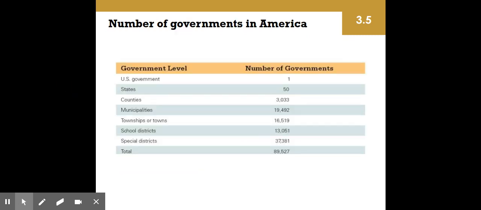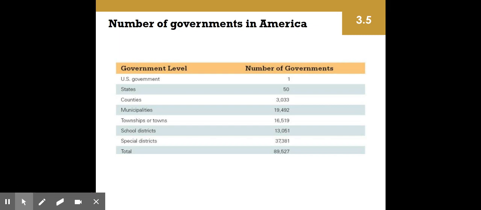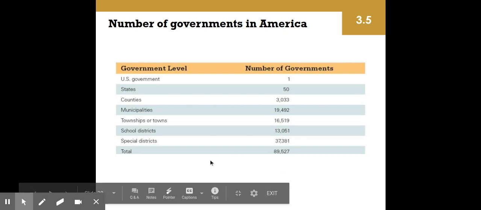And here you can see the number of governments in America. 1 national government, 50 state governments, 3,033 county governments, over 19,000 municipalities like towns or cities, cities or boroughs, towns or townships that are rural, about 16,519, over 13,000 school districts, over 37,000 special districts like water commission districts where they're implementing certain drinking water and water sewage systems. There's all kinds of special districts that can be made.